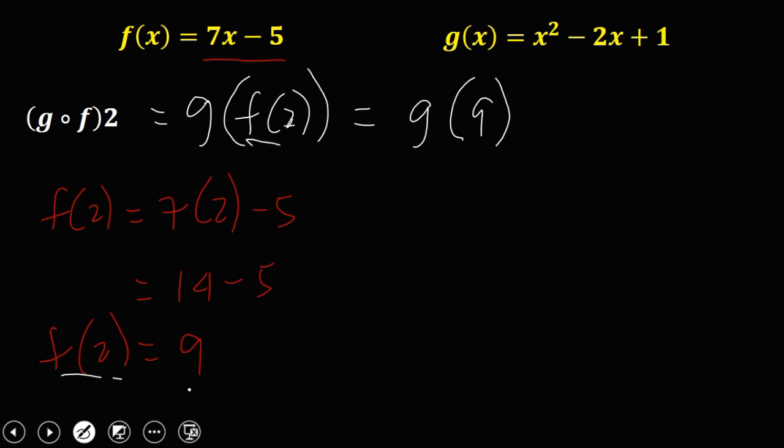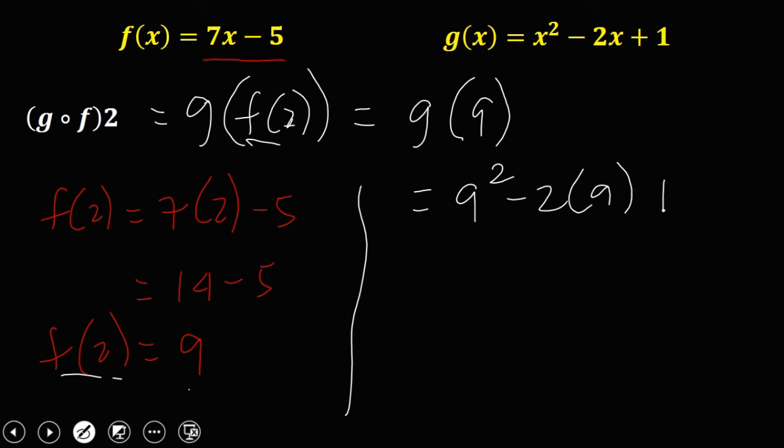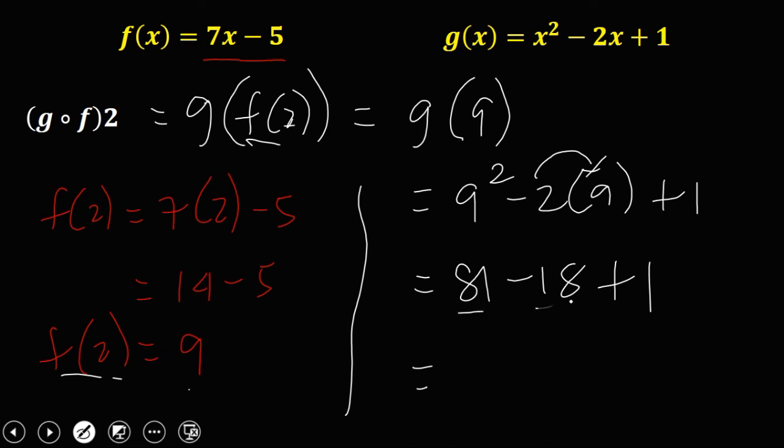Then you substitute from the g of x. So we have 9 squared minus 2 times 9 plus 1. So 9 squared is 81. Then negative 2 times 9, that's negative 18. Then plus 1. So we have now 81 minus 18, it's 63. Then plus 1, that's 64. So the answer is 64. So this is all about function composition.